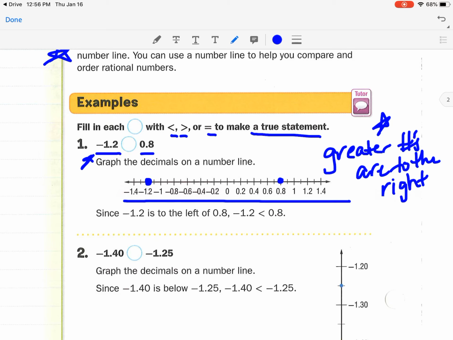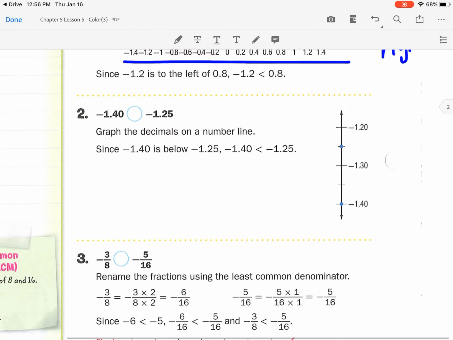So when I look at this, my bigger number is 0.8, which means that my alligator mouth, which we've talked about before, is going to eat the bigger number. Okay, you can add some little teeth on there so it shows like an alligator mouth eating it. So negative 1 and 2/10 is less than 0 and 8/10. Okay, let's take a look at this one.